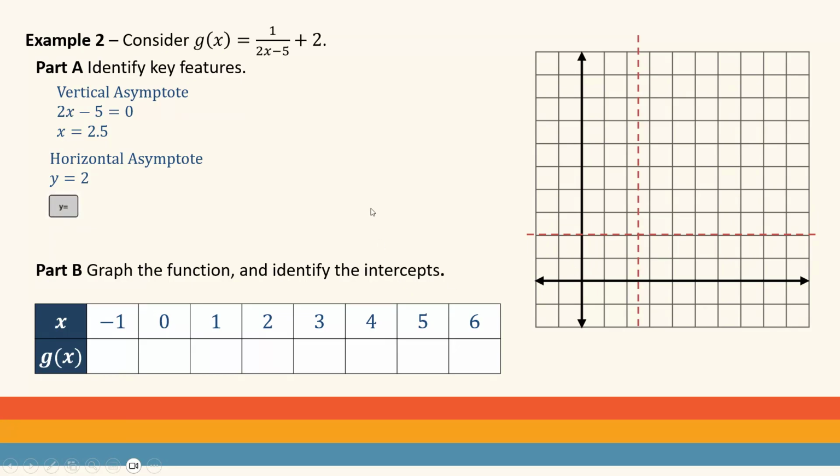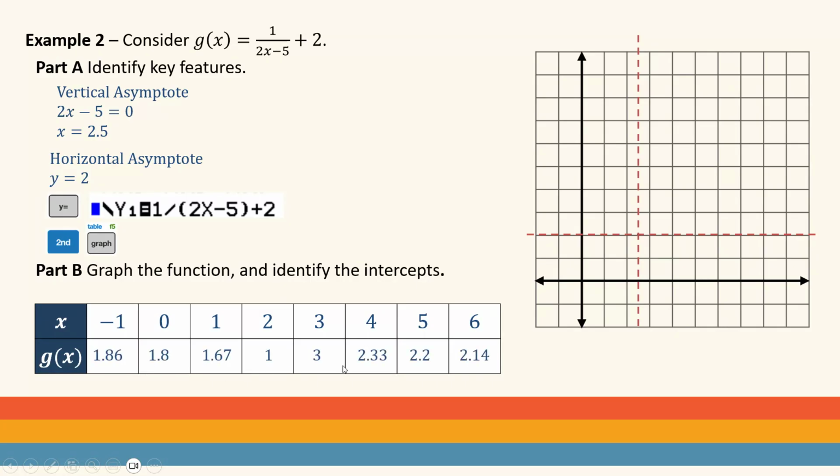Next, I type this into my graphing calculator. I press y =, and when I enter that in, it should look like this. Because we have a fraction bar here, the fraction bar acts as a grouping symbol. So I put parentheses around 2x - 5 before I press plus 2. And then pressing second graph takes us to the table, and then I can fill in my table, and then I can plot the points.